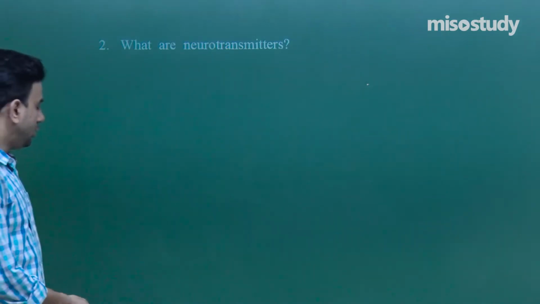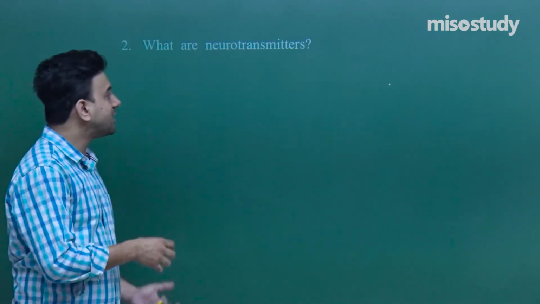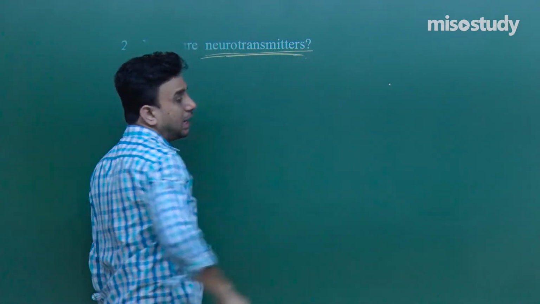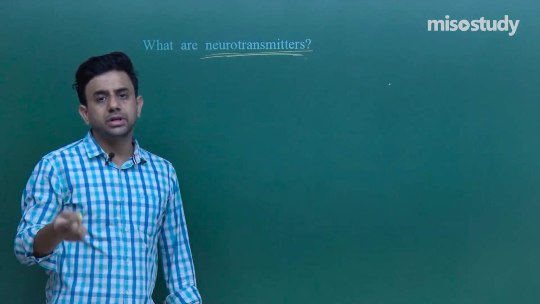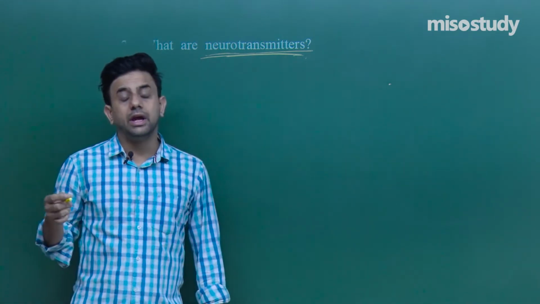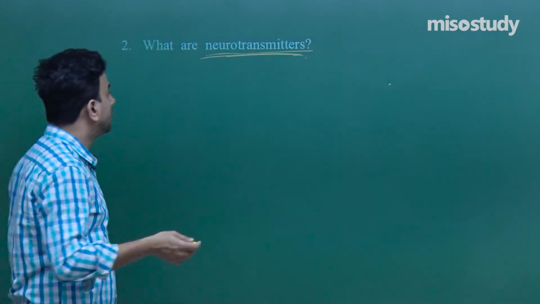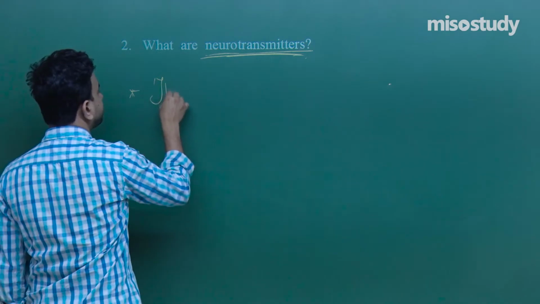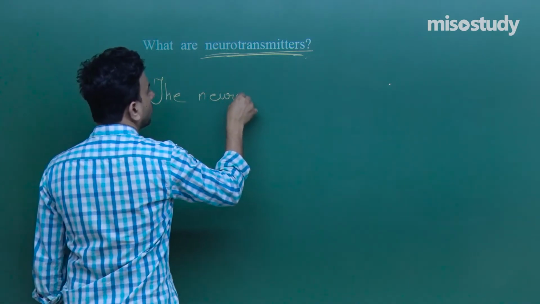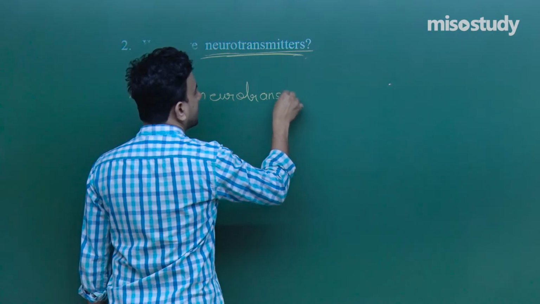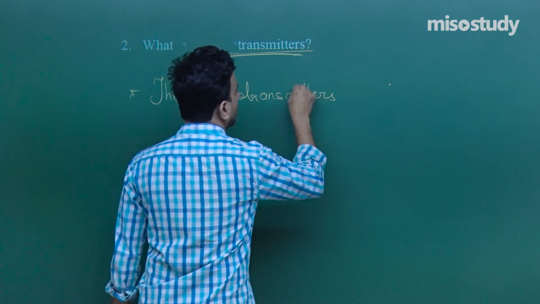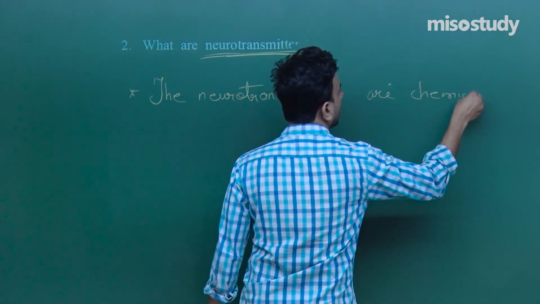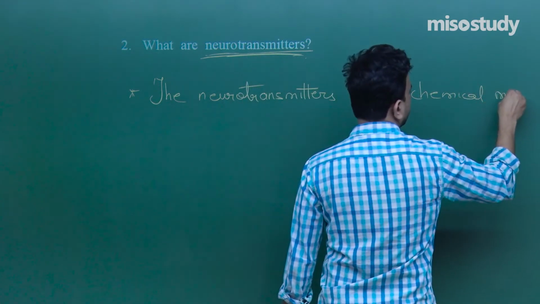What are neurotransmitters? Now the word itself tells you a lot, that these are something related to transmission and involved in the nervous tissue, right? And you remember this is a 1 mark question. So the neurotransmitters are chemical messengers, right.